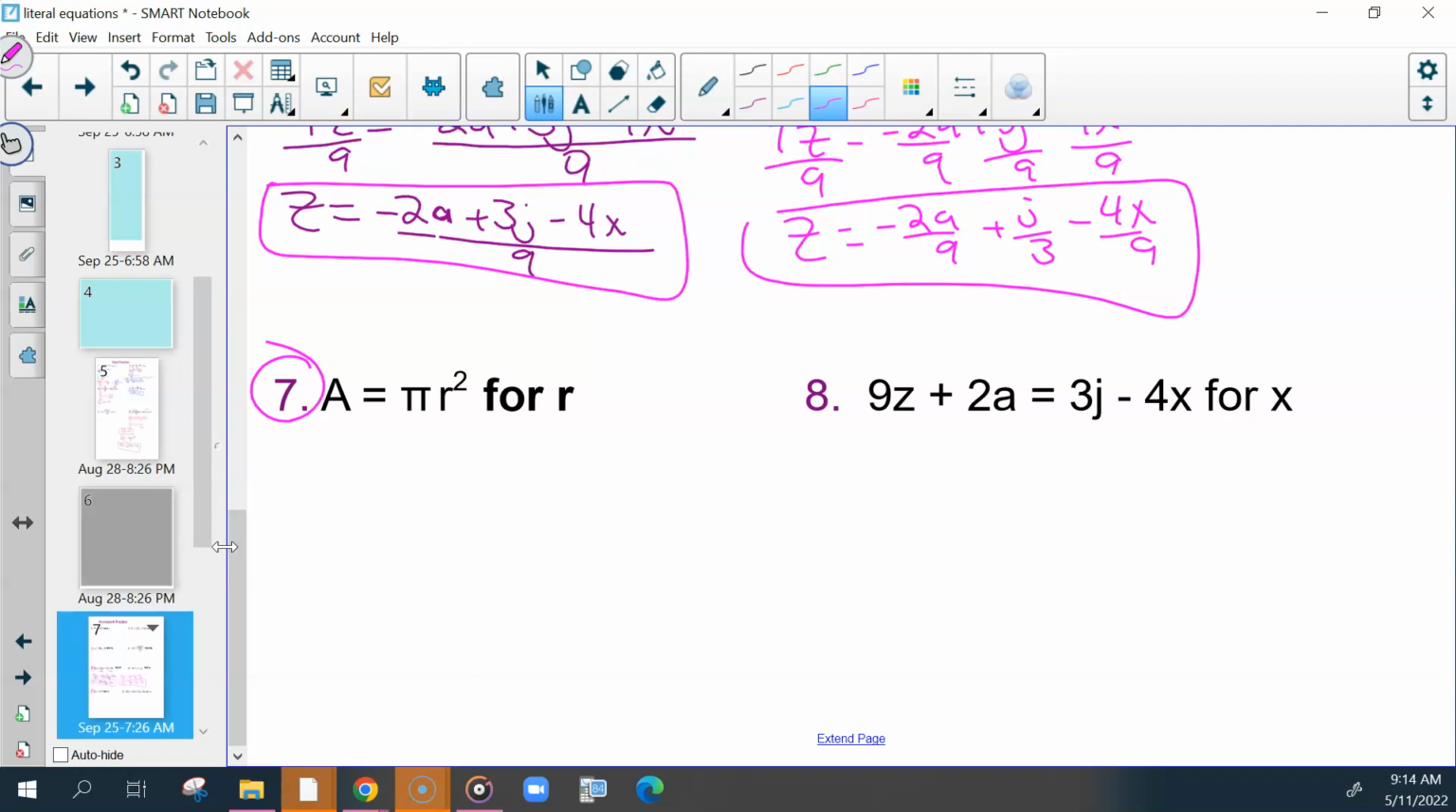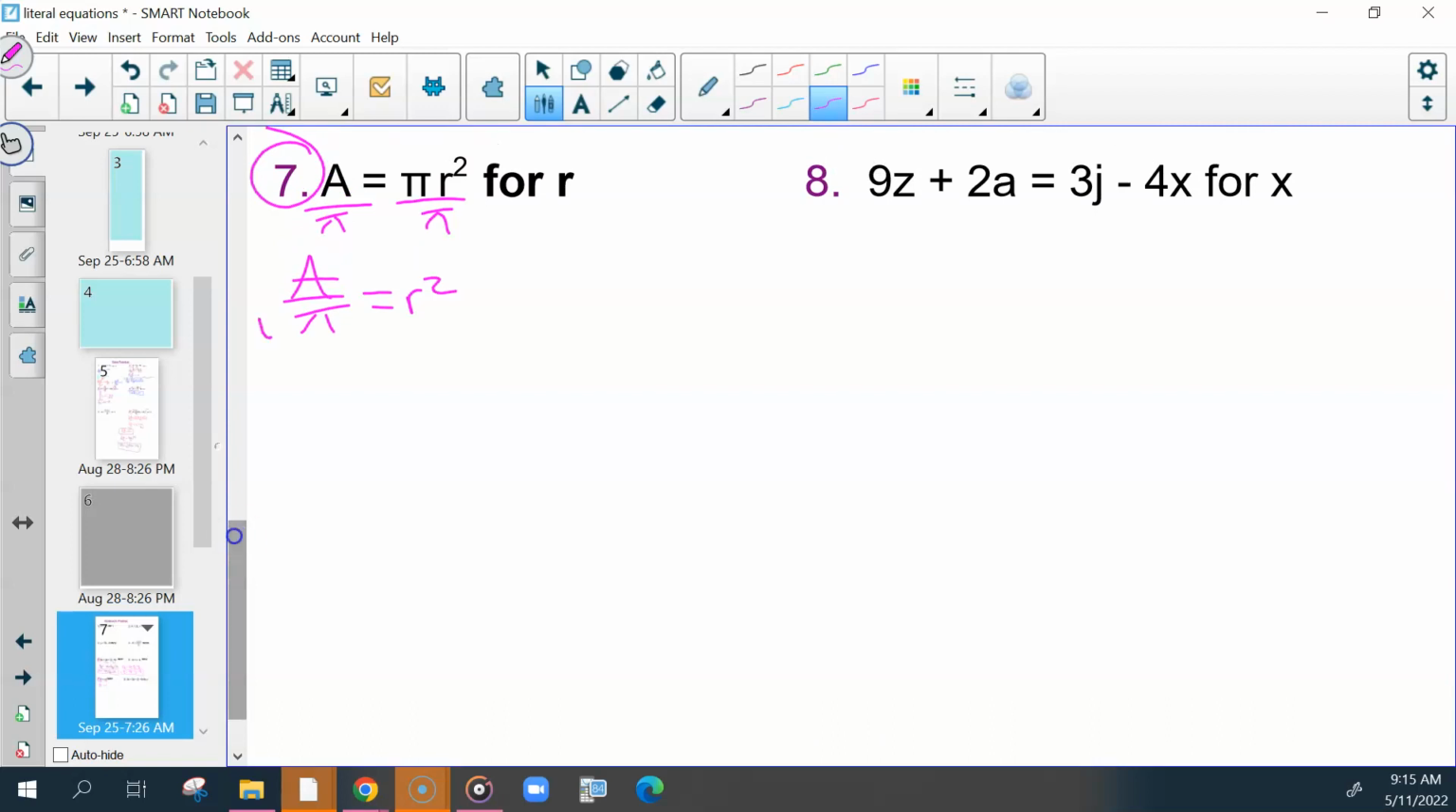Okay. Number 7, if we are solving this for r, we need to get rid of pi r squared. Get rid of pi first by dividing. My pi symbol doesn't look like a pi symbol, but pretend it is. And then we would need to get rid of the square. How do we undo something that's squared? Square root. So we would take the square root on both sides. We have the square root of a over pi equals r.